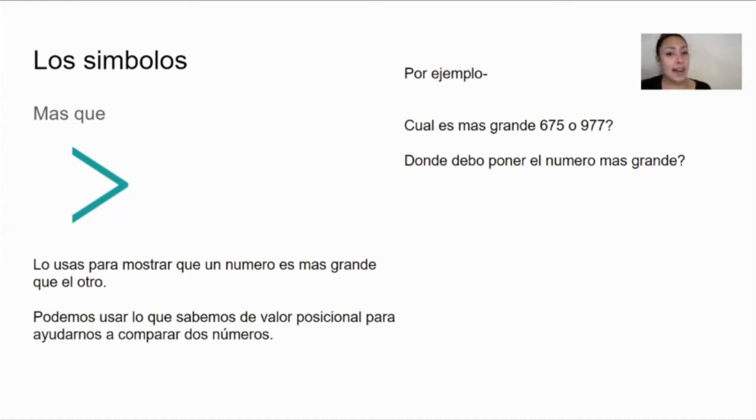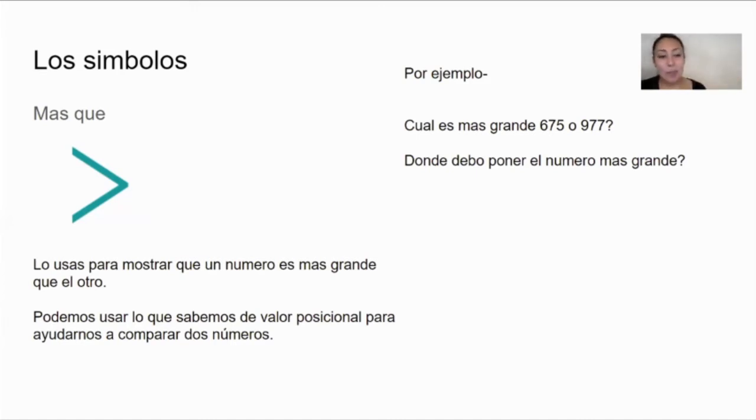Puede usar la tabla que vimos en la lección anterior para romper el número en sus partes, o la forma expandida, para comparar los dos números también. Vamos a practicar eso un poquito más tarde. Pero por ahorita, solo para practicar, mira los dos números. ¿Dónde pondría el número más grande? ¿A la izquierda o a la derecha? Dilo en voz alta, en 1, 2, 3.